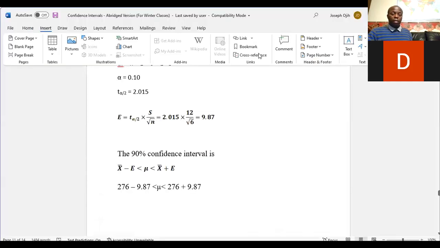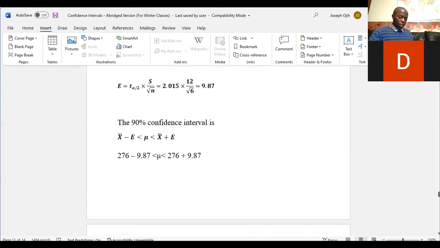So that means we can have it in that place. So for this side, you subtract with a calculator, you get 266.13 pounds, less than the mean which we are trying to estimate. Then you can add this with the calculator. You can verify this because 285.87. So now you have your confidence interval.